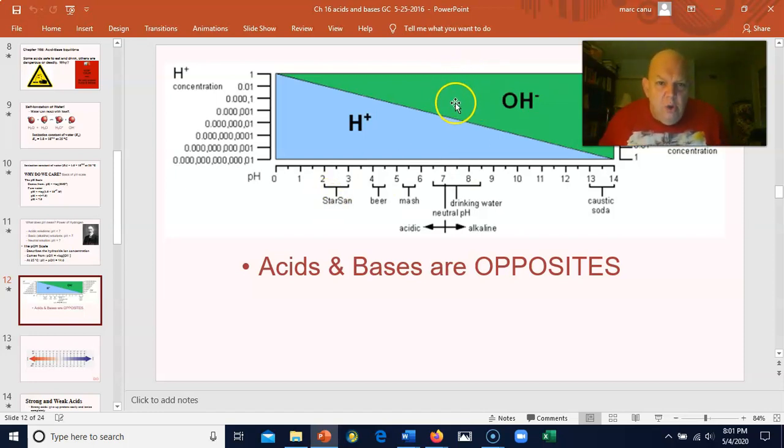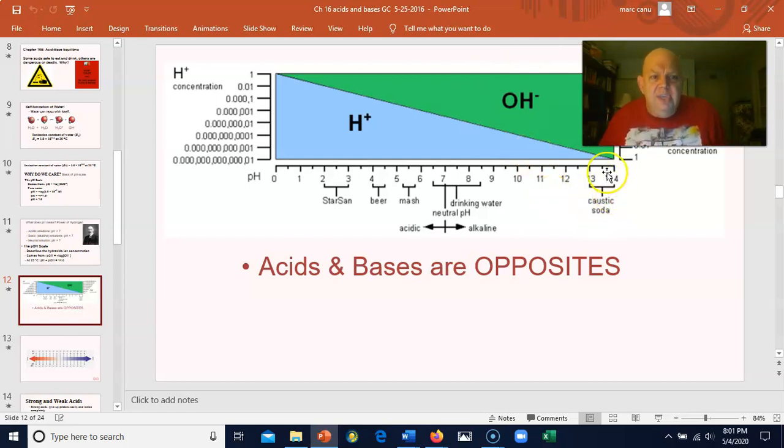And if you notice, the OH is slowly climbing up, right? And the H plus is getting less and less and less. Well, that's why it's becoming more of a basic solution. It's becoming more of a basic solution because the OH is winning. Okay, winning! And the H plus here is losing. That's just the way it is.